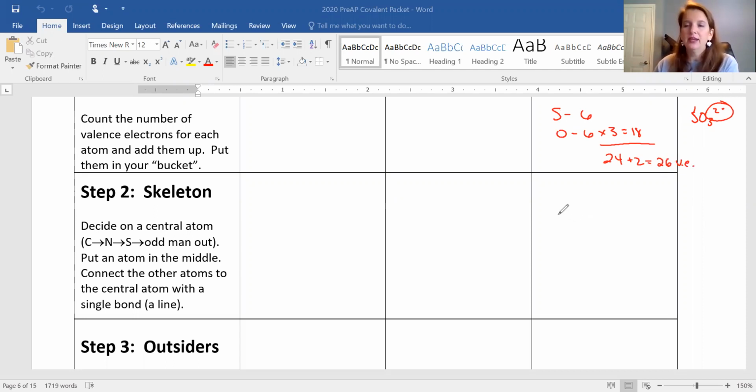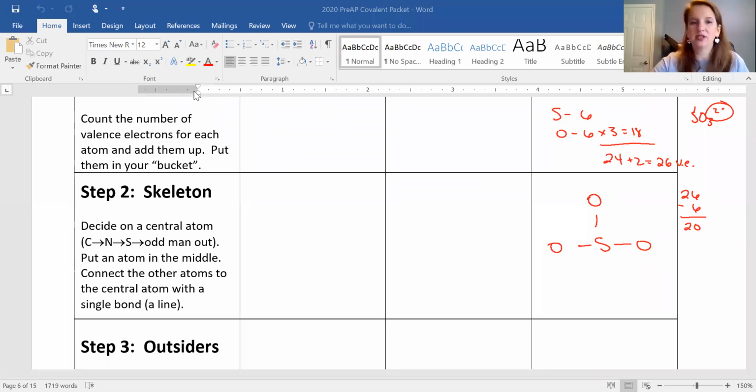All right. So our second step, remember, is to draw our skeleton. Decide what's going to go in the center of our structure. Since sulfur is by itself, we're going to put sulfur in the middle, connect everything else to it with a single bond. Again, it doesn't matter how you arrange it. If you want to put one down at the bottom, that's fine. We have 26 electrons total to use, and we just used how many? 6. So we're going to subtract out 6. So that means we have 20 left.